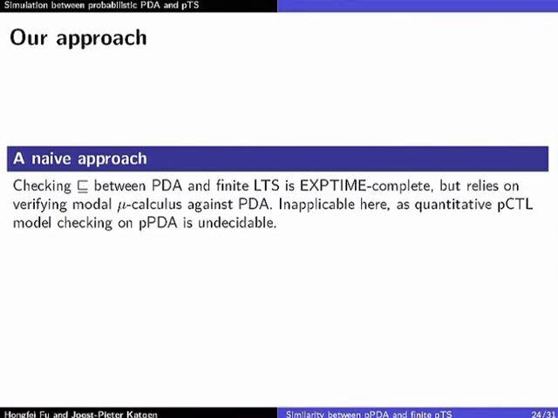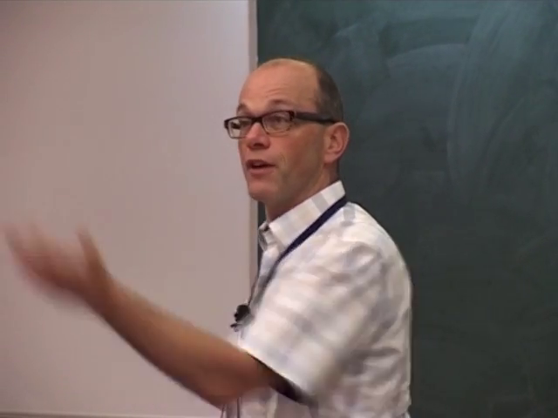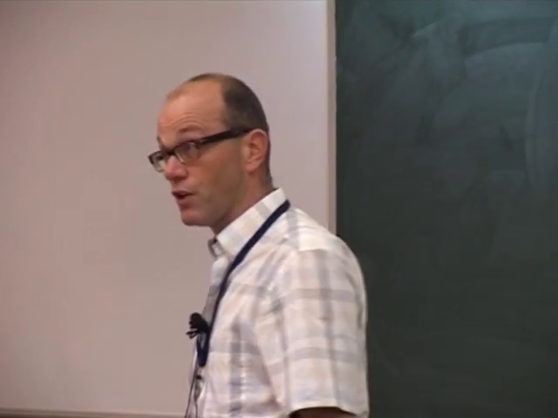We know that checking a simulation relation between an ordinary pushdown automaton and a finite labeled transition system is EXPTIME-complete. Okay? So what we could do is just take the proof technique for that result and carry it over to the probabilistic case, and you're done. Well, that does unfortunately not work.